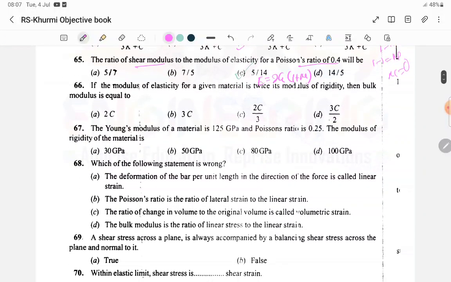The modulus of elasticity for a given material is twice the modulus of rigidity. So E is twice the modulus of rigidity. The bulk modulus is equal to, they are asking. So you just apply the third formula, put the condition and you get the value. So 66 is C, 2G by 3.